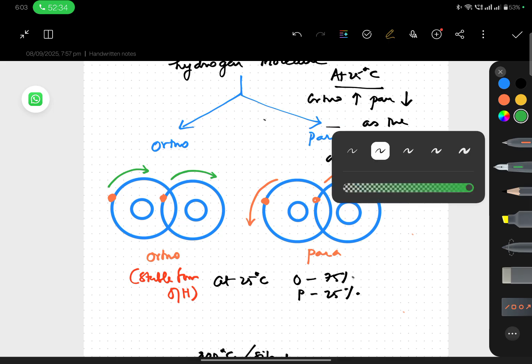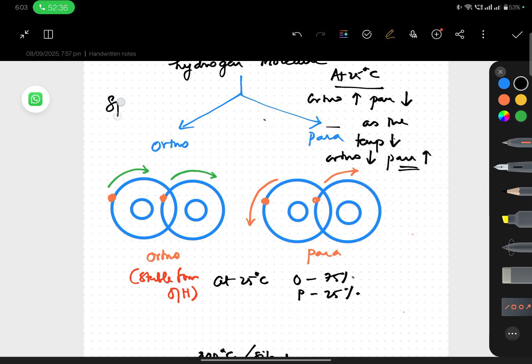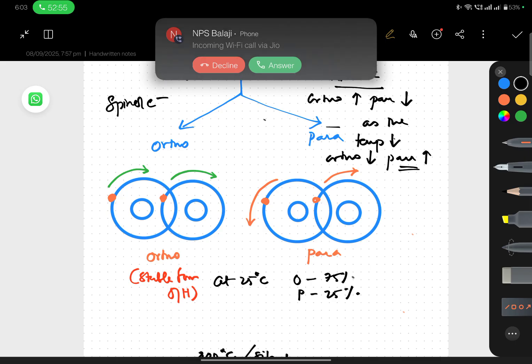You don't write the notes properly, that's why doubts come. Spin of electron in the same direction. Here the spin of electron is in the opposite direction. Write it: spin of electron in the same direction, spin of electron in the opposite direction. If the spin of electron is in the same direction for the hydrogen molecule, we call it ortho. Otherwise it is called para.